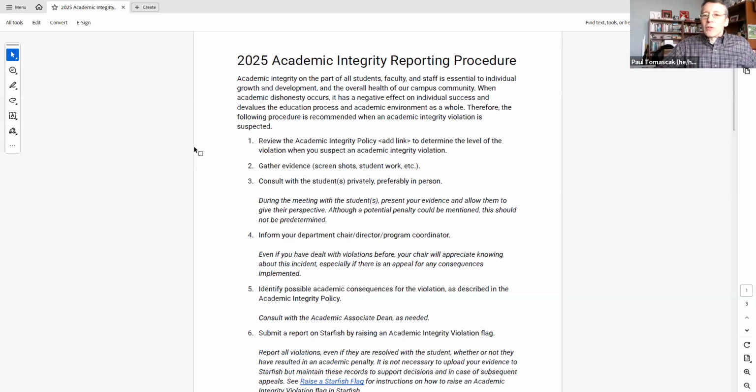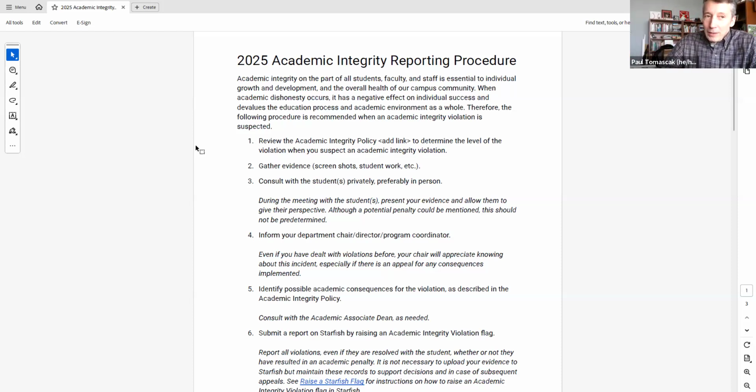The ultimate choice of this was based mainly on trying to make sure that the process of reporting is as easy as possible for faculty. We want people to report. We want people to hold students accountable for things.